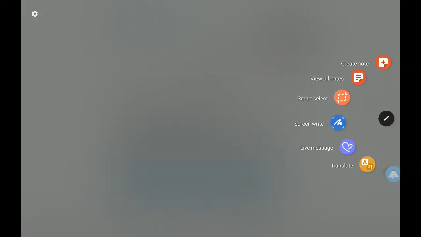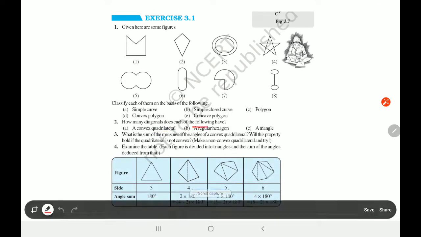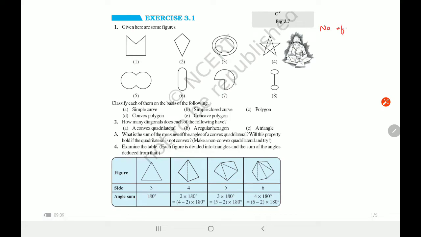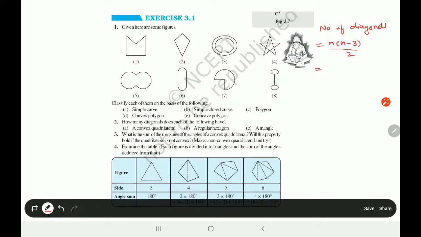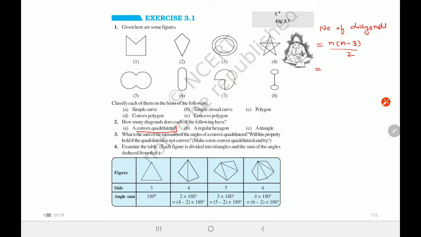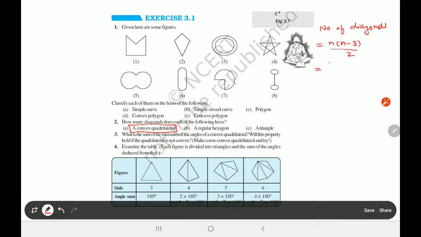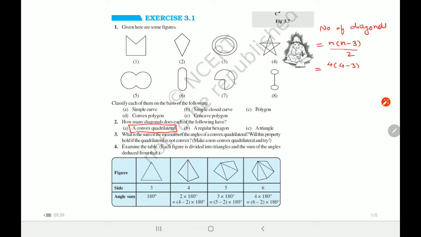Next one. How many diagonals does each of the following have? So the formula for the number of diagonals is n into n minus 3 upon 2. Right? So this is the formula. For a convex quadrilateral, n is 4 sides. N means number of sides. So 4 into 4 minus 3 upon 2. The answer is 2.